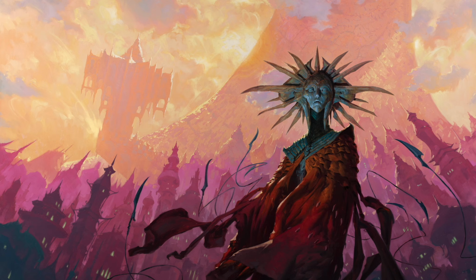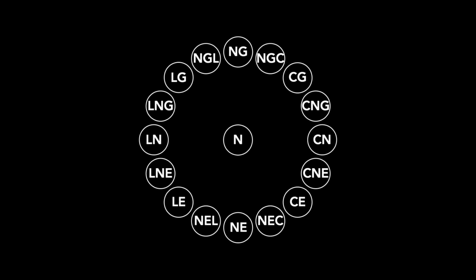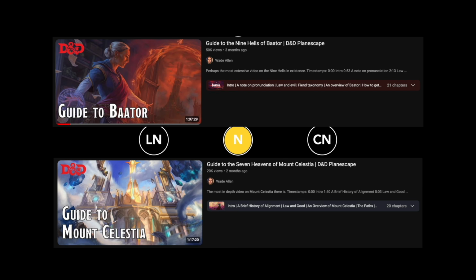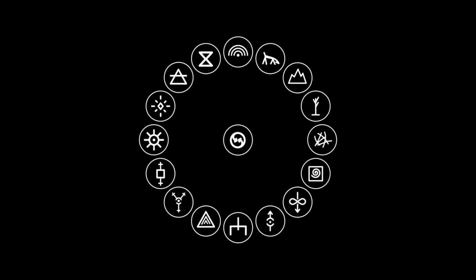In the Planescape campaign setting for D&D, there are 17 outer planes, which are essentially the realms of D&D's afterlife. There's one plane for each moral alignment, ranging from chaotic good to lawful evil to true neutral. I've already covered the planes of lawful evil and lawful good in depth. In this video, I'll be telling you everything you need to know about the plane of chaotic evil, the Abyss.